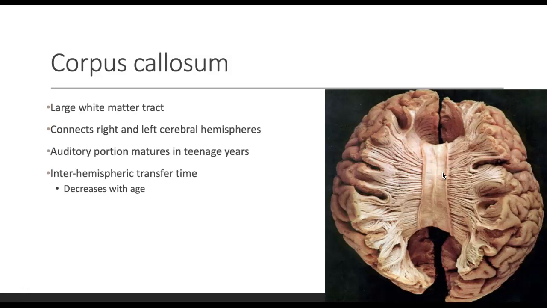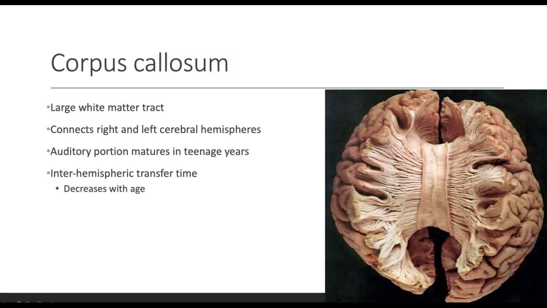The structure is not fully mature at birth and doesn't fully mature until late teens, early 20s, in terms of maximum efficiency of transfer of information. So clinically, when we're testing younger children and teenagers, and doing tests of auditory processing, there are tests that require information be sent across hemispheres. And therefore, we expect some differences in performance because of a lack of maturity within the corpus callosum. Okay?